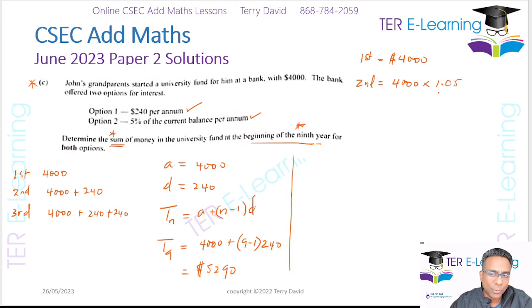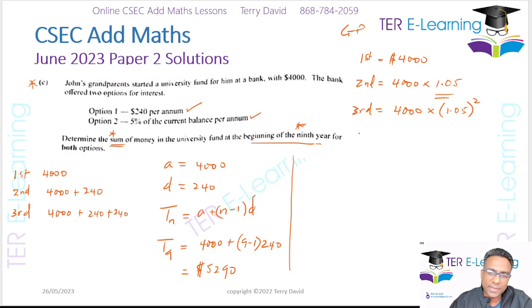Which is really what you're doing there is multiplying by 1.05. That's what you're doing. In the third year, you're going to multiply by 1.05 again. So in this case, it's going to be 1.05 squared. So just by looking at the numbers there, you know it is going to be a geometric progression.